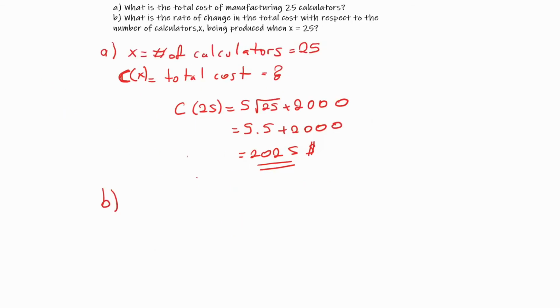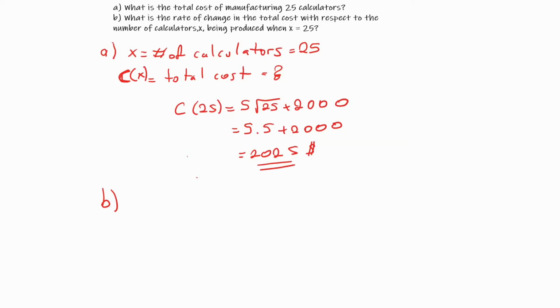The second portion is saying, what is the rate of change? As soon as I see rate of change, I know it's either instantaneous or average rate of change. So I need to figure out which one it's asking for. And then it continues by saying, being produced when x equals 25. It gives us 1 point only. So I know since it doesn't have 2 points or a range, it's instantaneous rate of change.